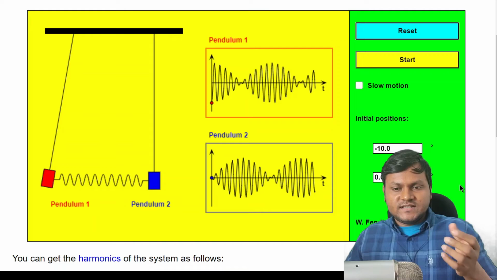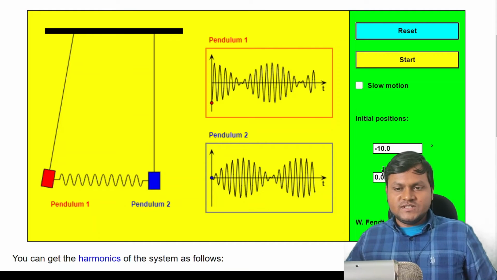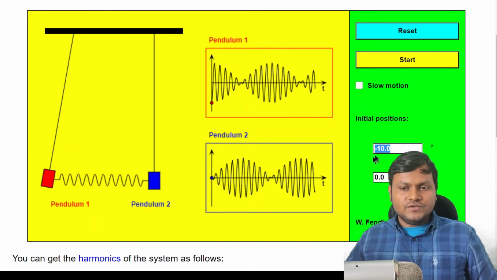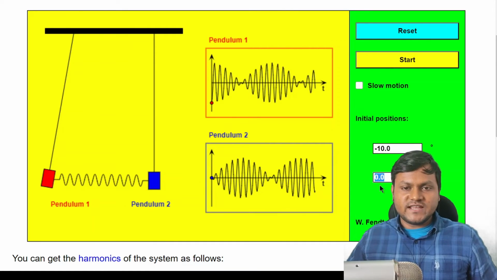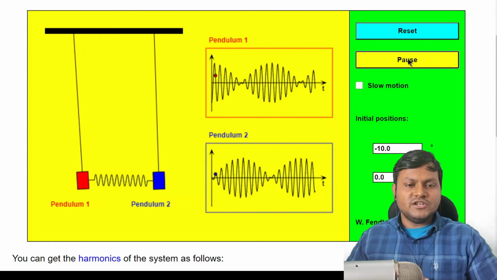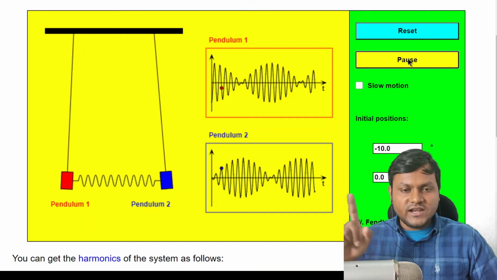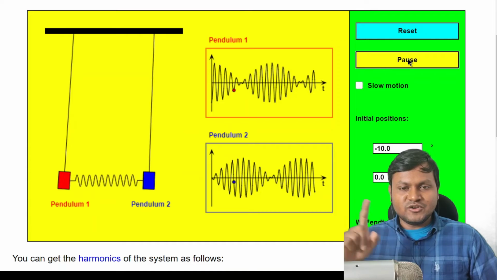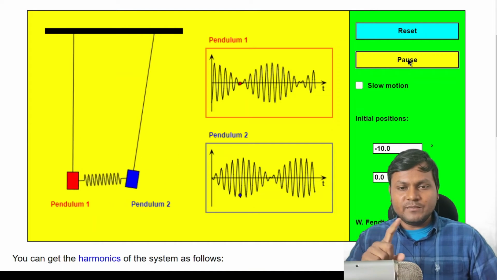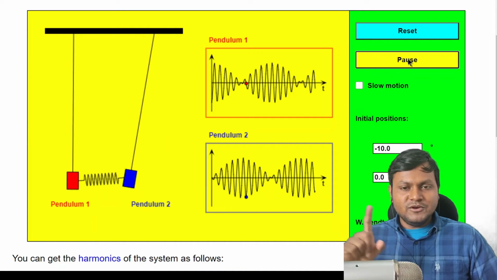So here we have this kind of a coupled pendulum system. I'm giving, let's suppose, -10 degrees to the first pendulum and 0 degrees to the second pendulum. Here you have the graph for the first pendulum and the graph for the second pendulum. If I start the simulation, you see the first pendulum initially keeps on oscillating, but its amplitude keeps on decreasing. The second pendulum's amplitude keeps on increasing. And a point comes when the second pendulum's amplitude is maximum and the amplitude of the first pendulum is minimum.